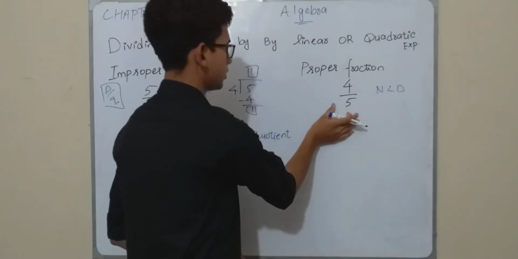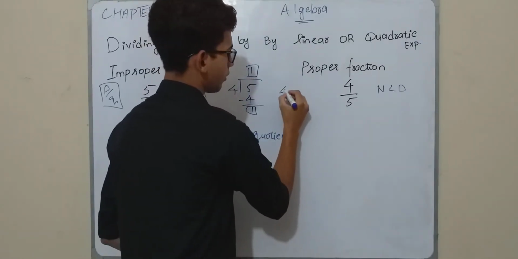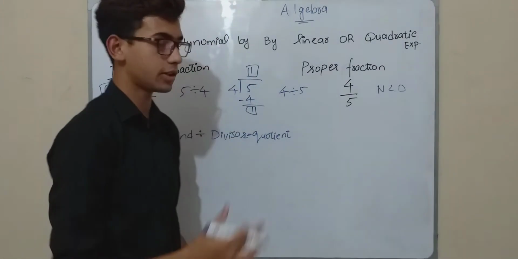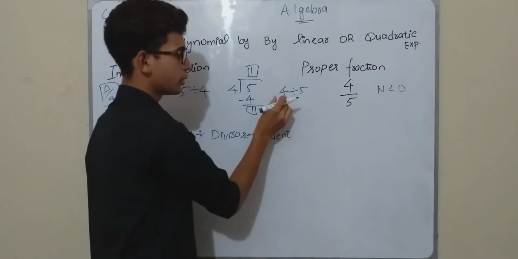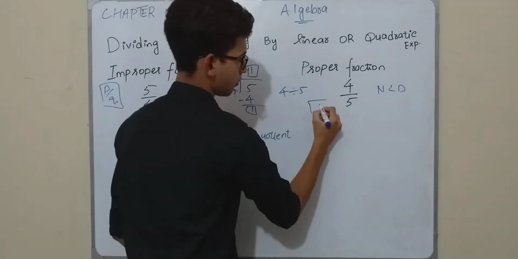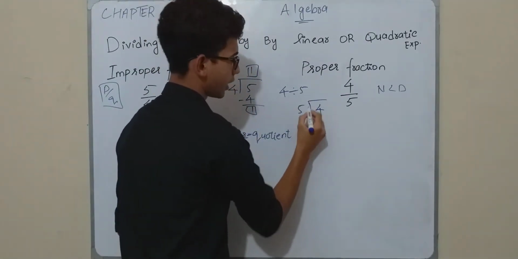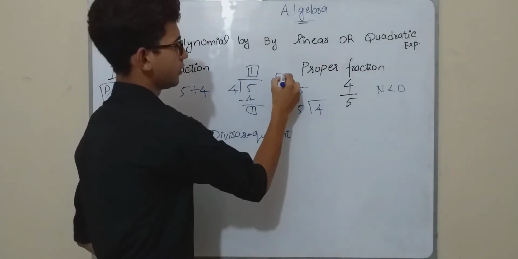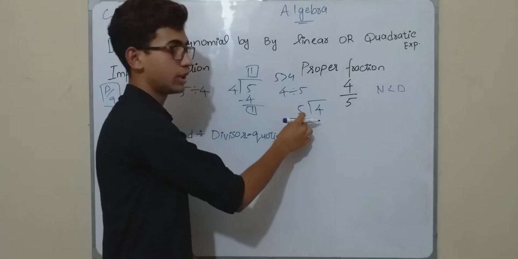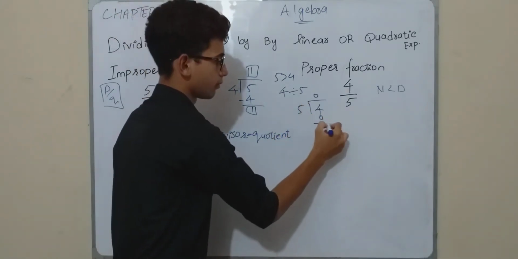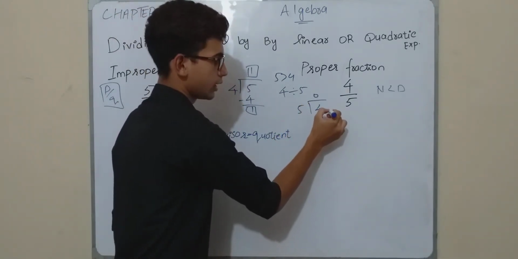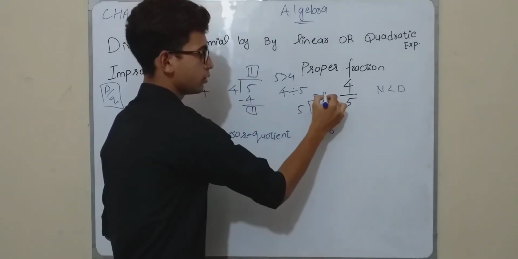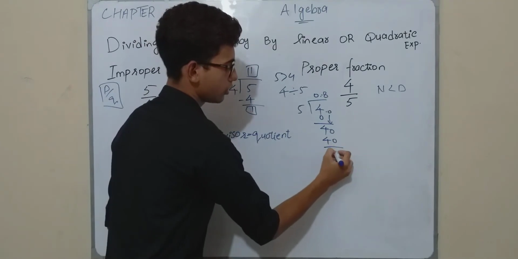And what about this proper fraction? 4 divided by 5 means actually this. If you have a scientific calculator, you can check this out. Now you need to put this in this home and put 5 outside. Now you have to divide. As 5 is greater than 4, you are going to multiply 5 with 0. Put a point here, an imaginary point, 40. Put a point here too. 5 into 8 is equal to 40. Now you have no remainder.